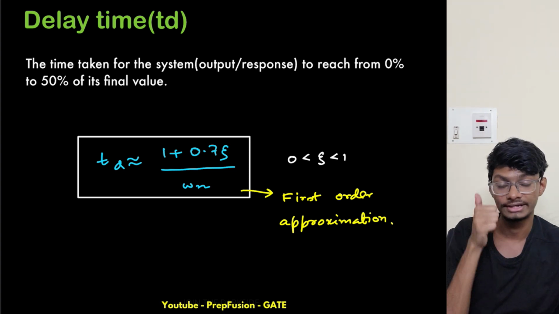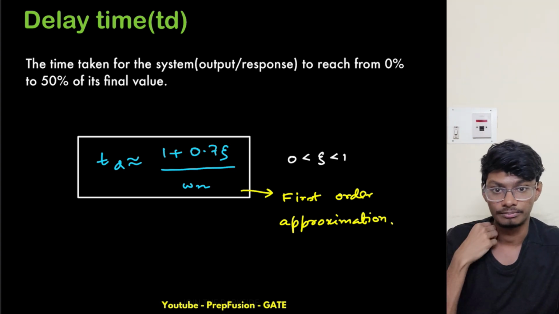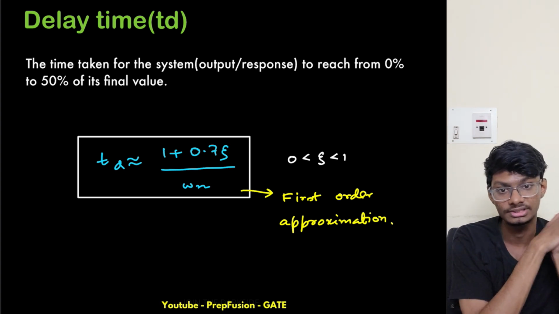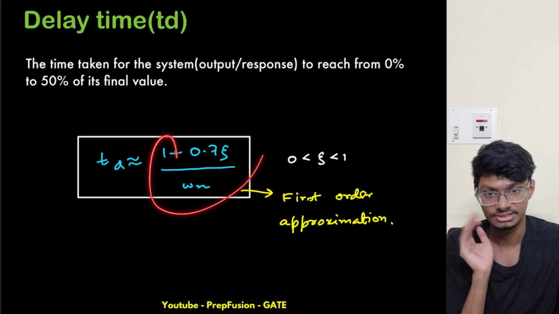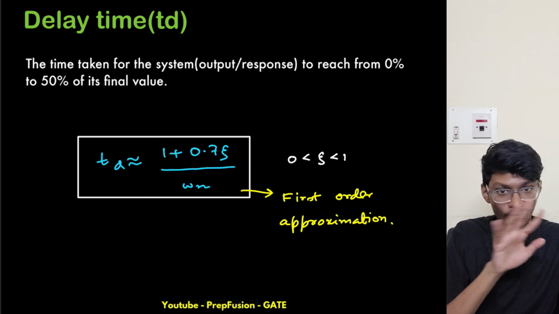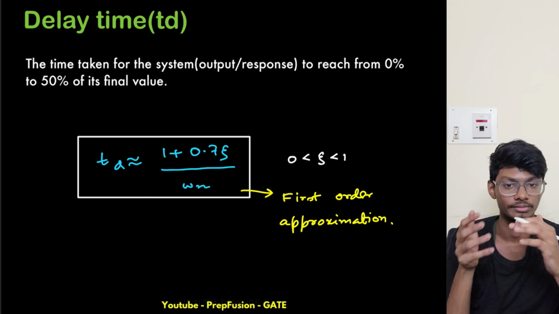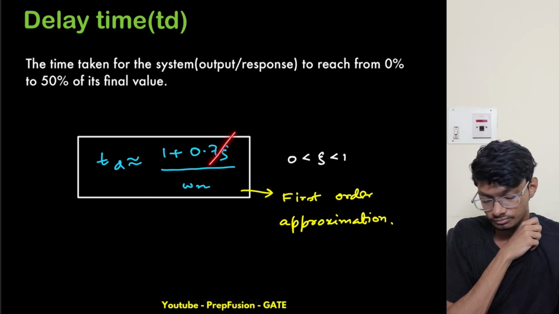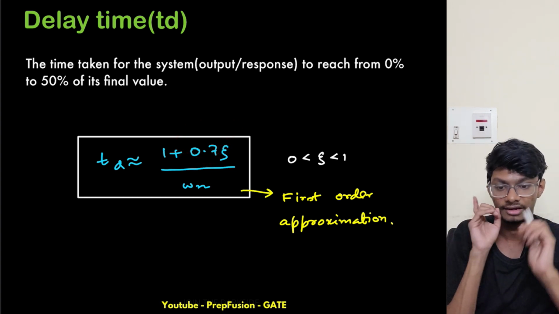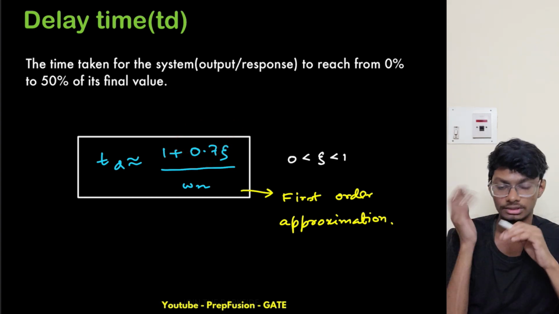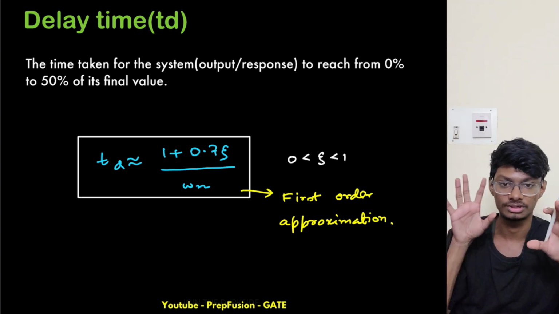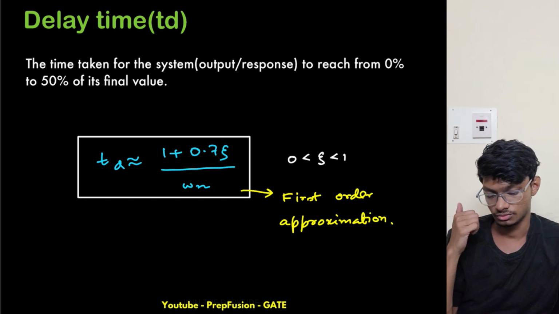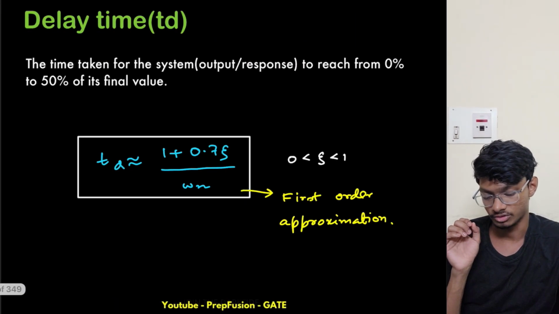So how to remember this? In case of rise time, what was happening? My rise time was equal to pi minus theta by omega d. Here everything has changed. In the denominator I don't have omega d anymore, I have omega n. So in the denominator I have omega n for delay time. Then in the numerator I don't have any theta pi, I have simply 1 plus 0.7 zeta. That's how you remember the differences between the rise time and the delay time. So this is the difference. This is just an approximate formula.